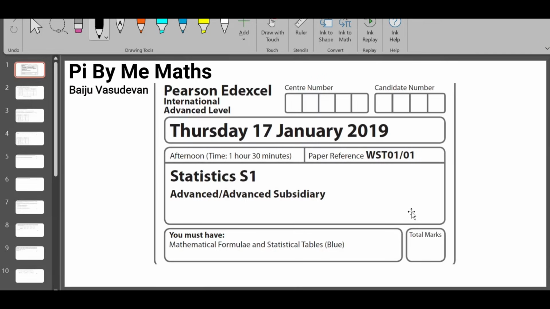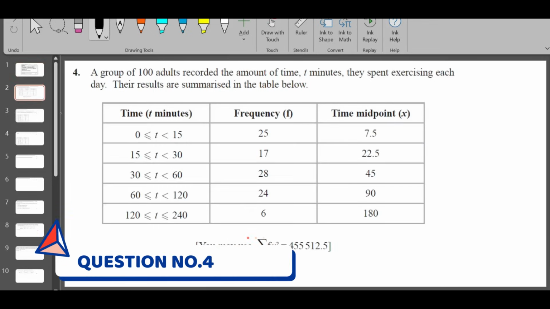This is WST01. Here we are solving the January 2019 Statistics 1 paper. In part 1, we covered question numbers 1 to 13. Let's look at question number 4.